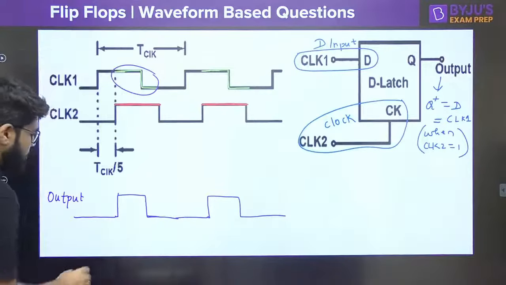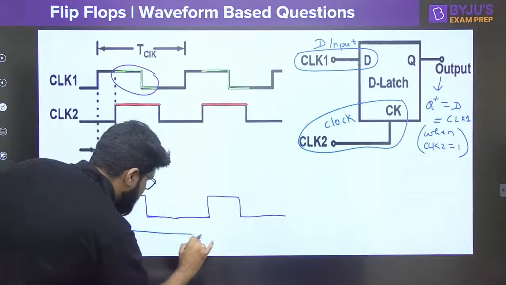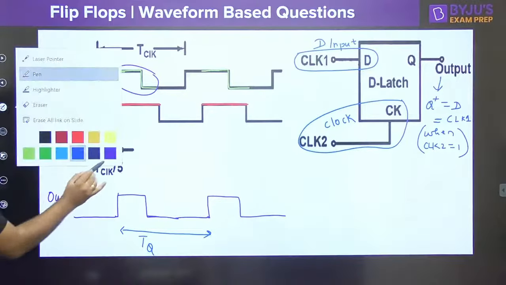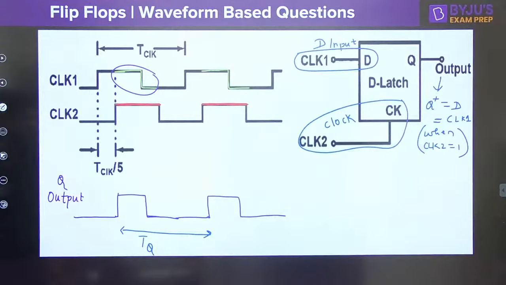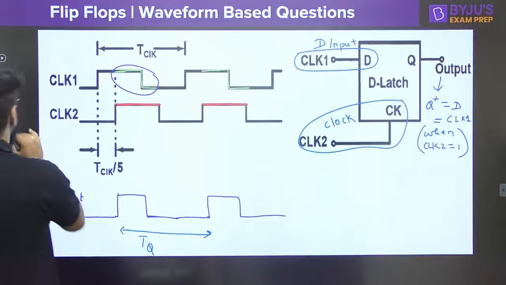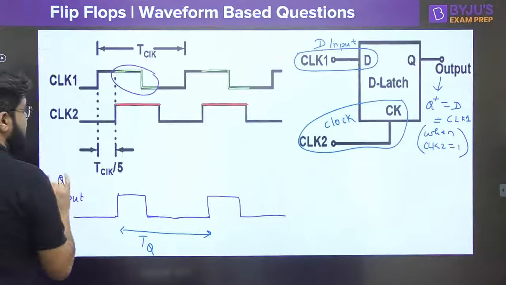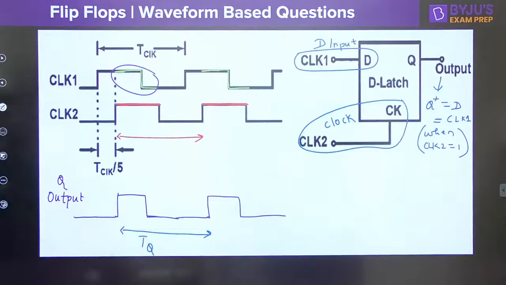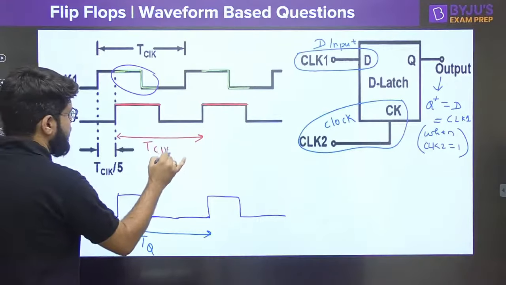Just have a look into this. This is known as the time period of the output Q, the time between repetition. How much is this time period? This is known as 1 times the clock time period, right?